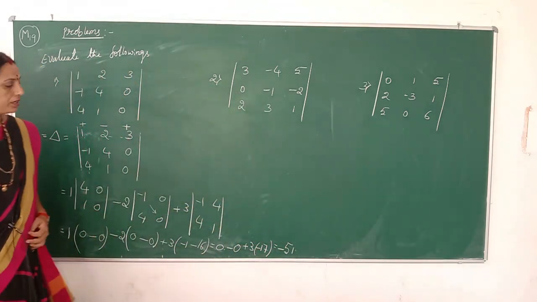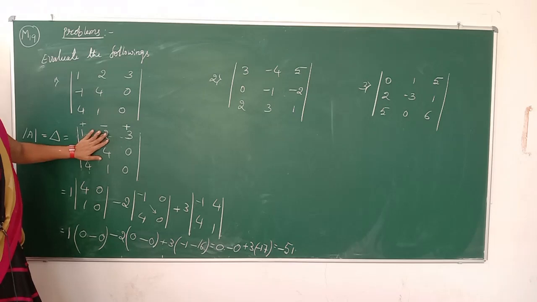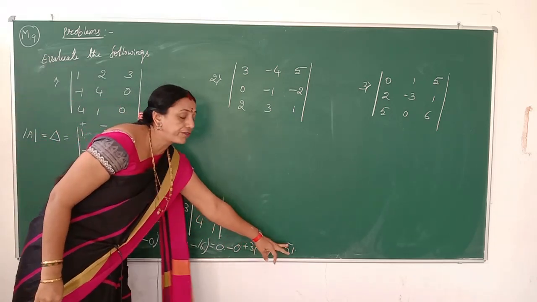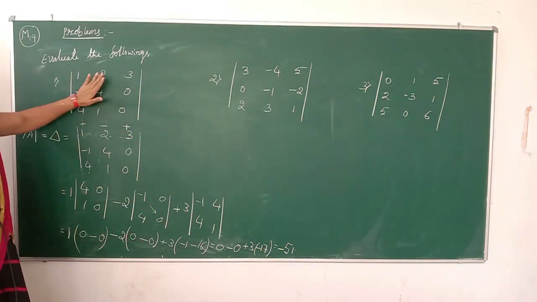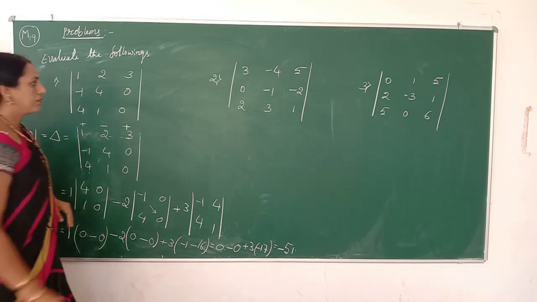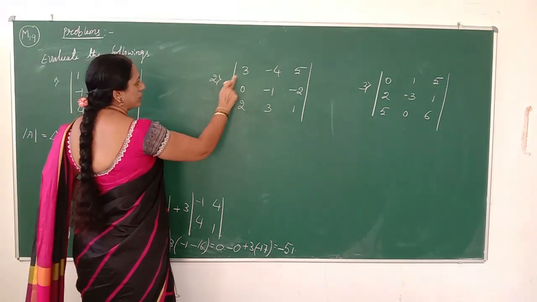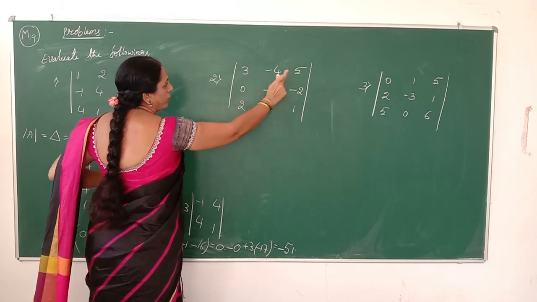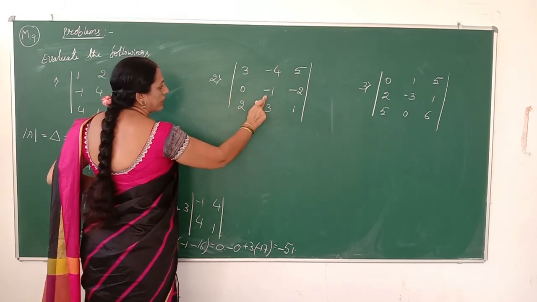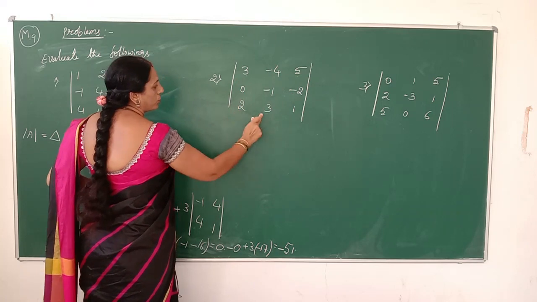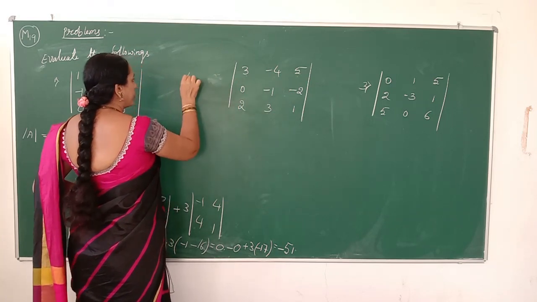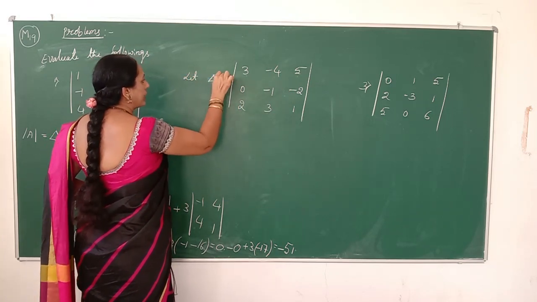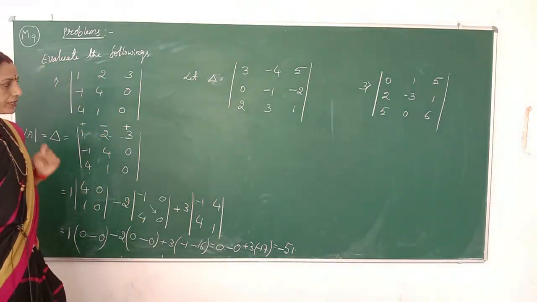That is the value of that determinant. So minus 51 is the value of that determinant. Similarly, for the next problem, the second problem has elements 3, minus 4, 5, 0, minus 1, minus 2, 2, 3, 1. So first it will be denoted by either delta or determinant of A.